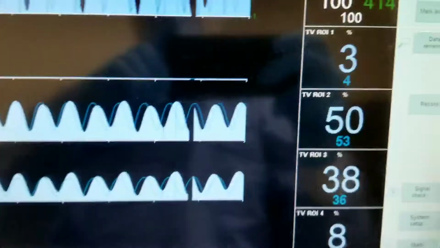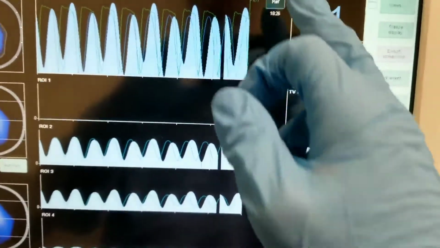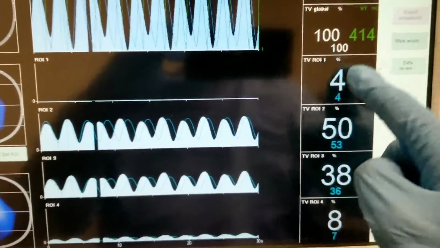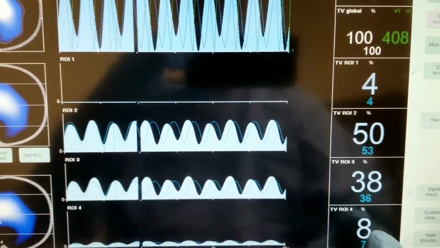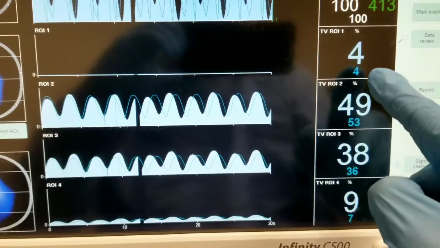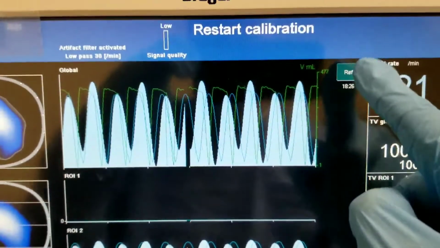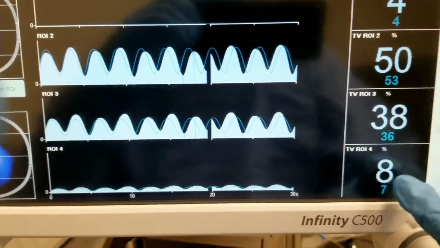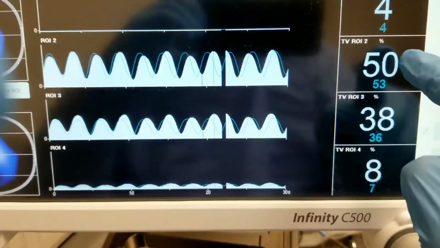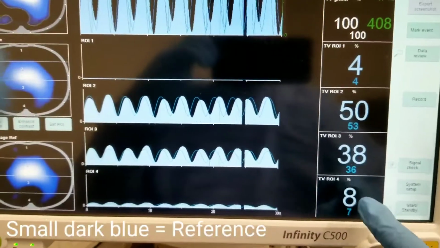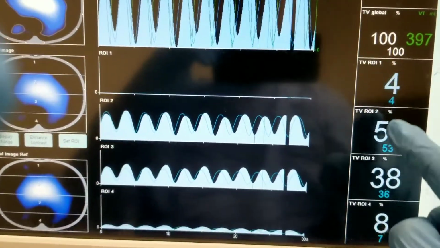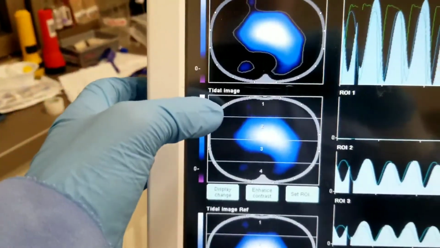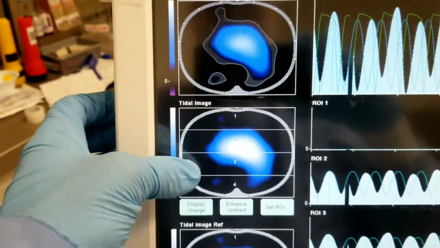You'll notice on the Pulmovista here, when you press the reference, you're going to have these lighter numbers. Here you're seeing the 4 regions of interest, and the lighter, smaller numbers are really the reference. And this is what's actually going on at the moment. The 4 regions of interest depend on how we're setting it up, but you see here that we've set it up as layers: 1, 2, 3, and 4.